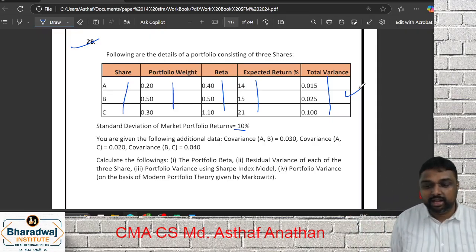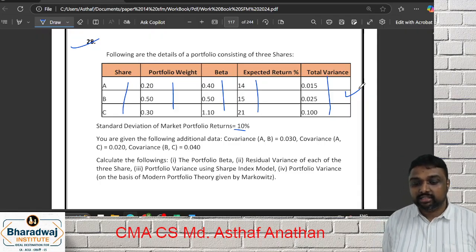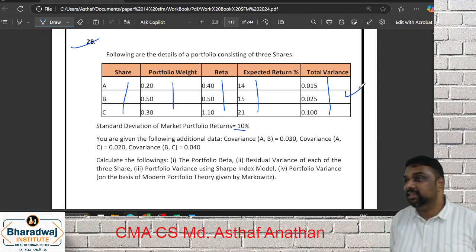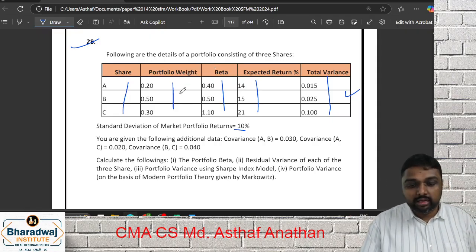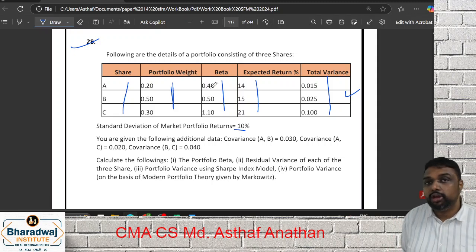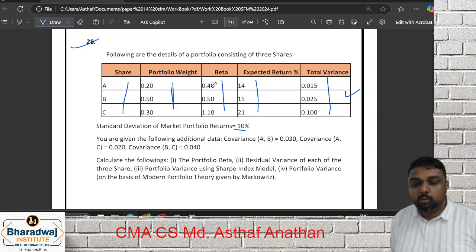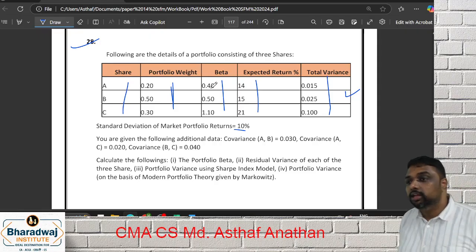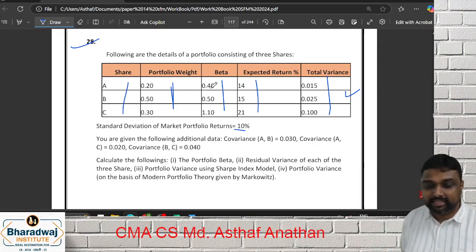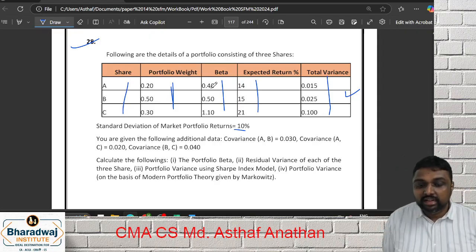Now we'll go for the given data. Covariance of AB is given. Covariance of AC is given. Covariance of BC is given. First they are asking what? Portfolio beta. Portfolio beta is very easy. How can you do portfolio beta? The weight is there, beta is there. You just multiply: 0.4 into 0.2 plus 0.5 into 0.5 plus 1.1 into 0.3. You'll get the answer. What is the portfolio beta? You got it, 0.666.